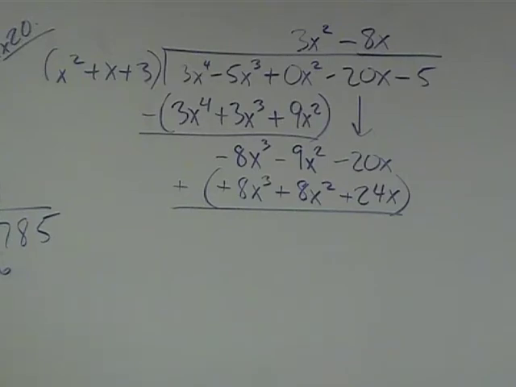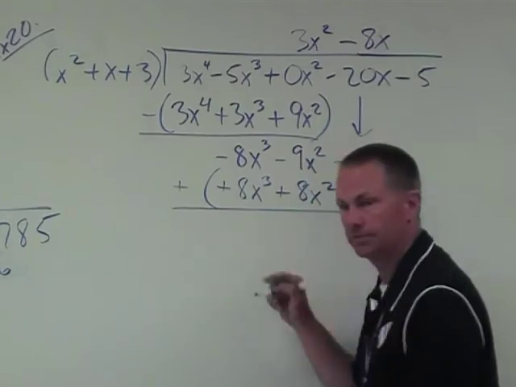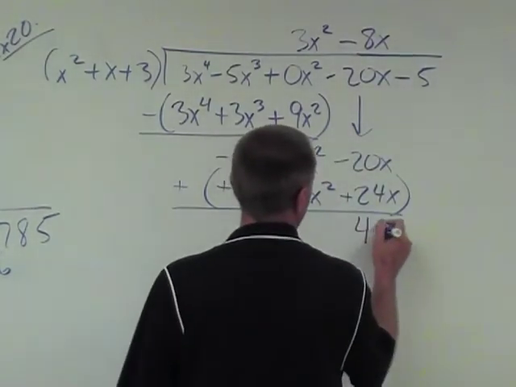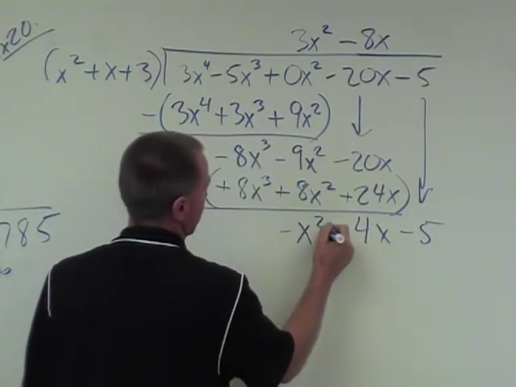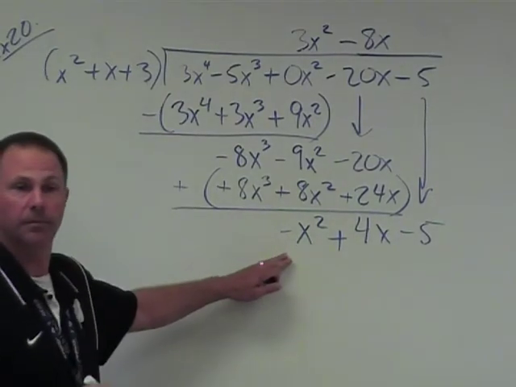And I just went change. I distributed it through, just like I did right here. Okay? Alright, so what do we have? This is 4x. This is negative x squared. Did we get that? Did I do it right?